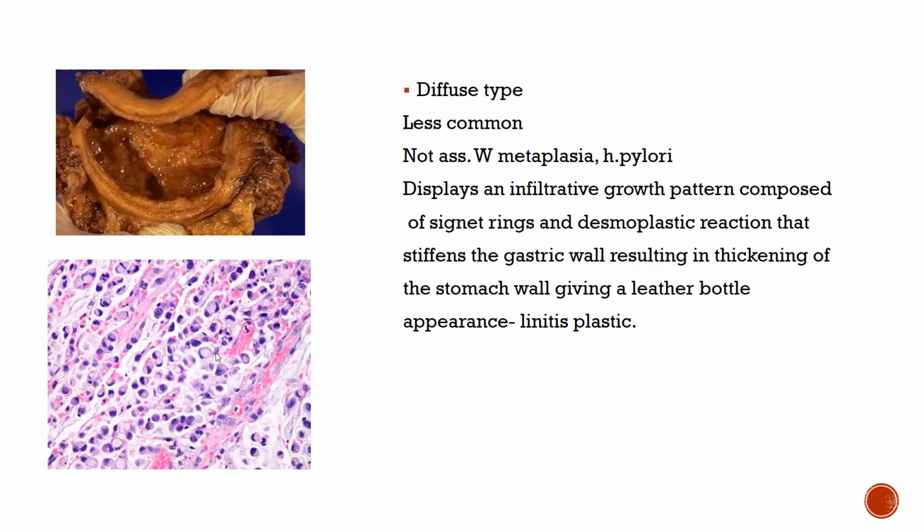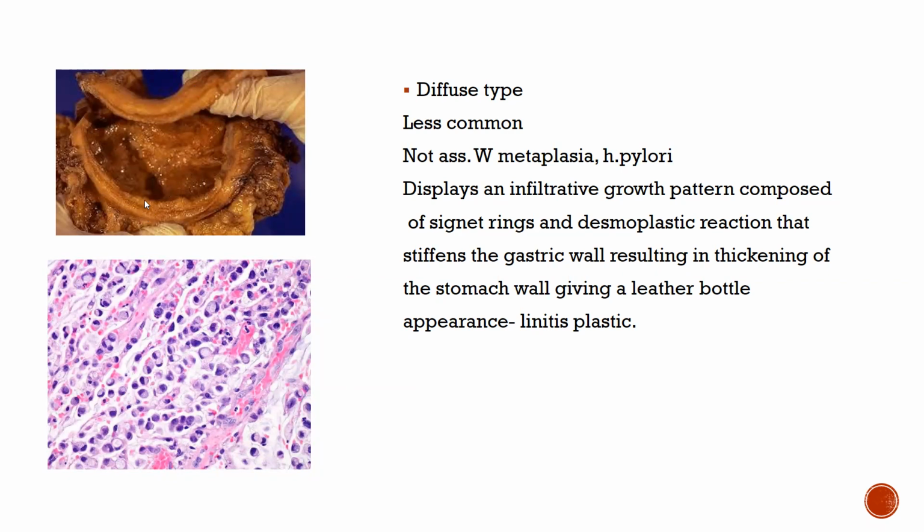Yeah, mucin. Thank you. Mucin is what pushes the nucleus to the periphery, and it looks like a ring actually. Here in your imaging, that's how it looks. That's why it's called signet ring. On gross, this is how it looks like.